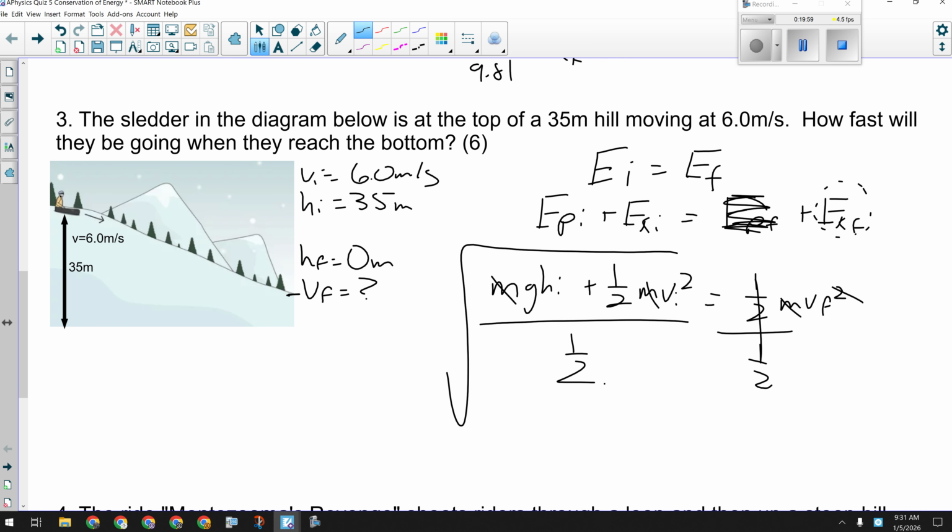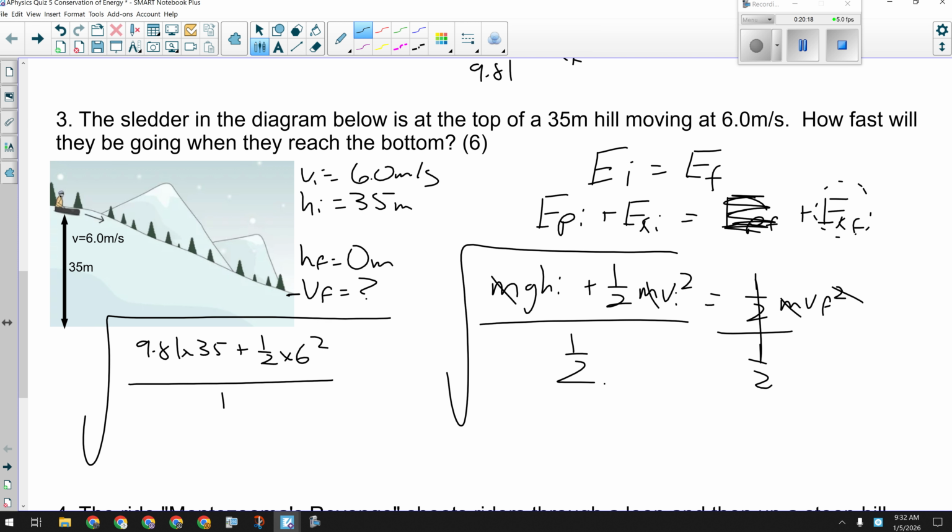Okay, so this one is a little more mathy, but a little less contextually challenging. All right, so I'm plugging in my numbers here. I've got 9.81 times 35 meters, my initial potential, plus 1/2 times 6 squared, my initial kinetic, divided by 1/2.